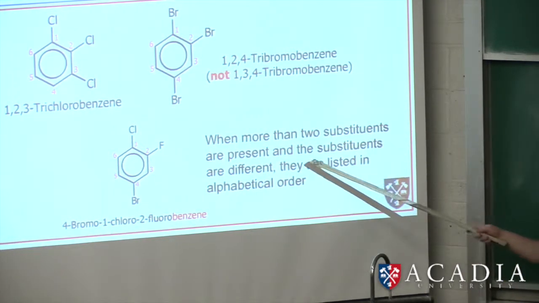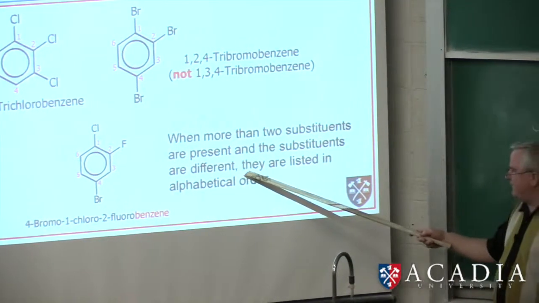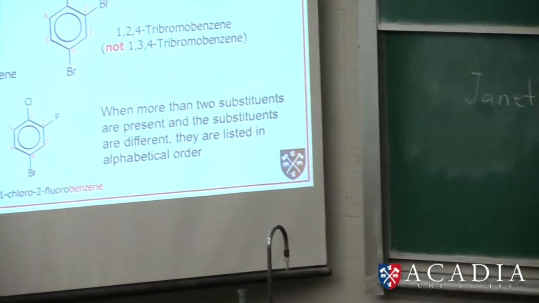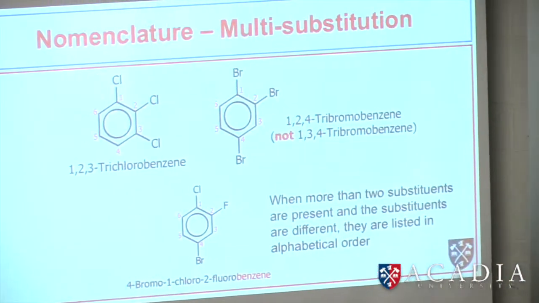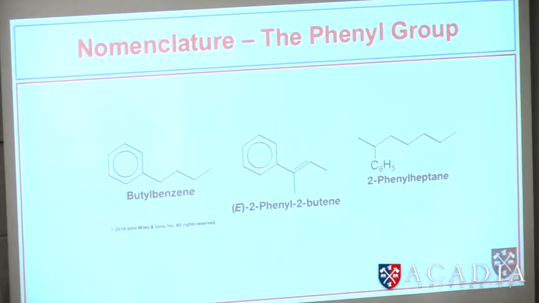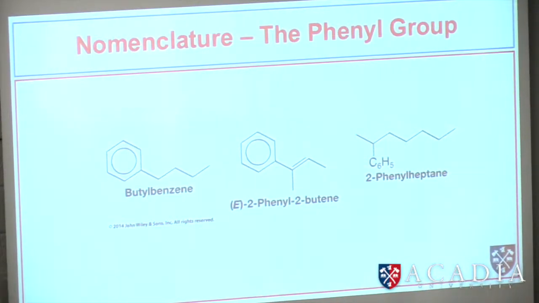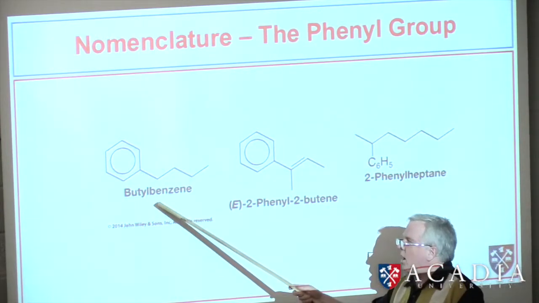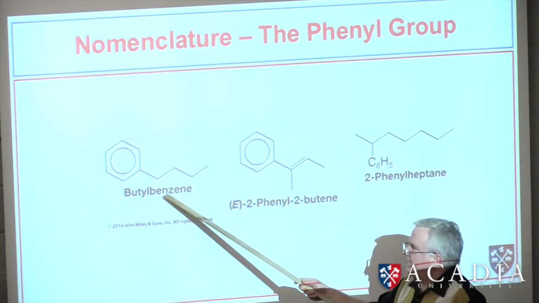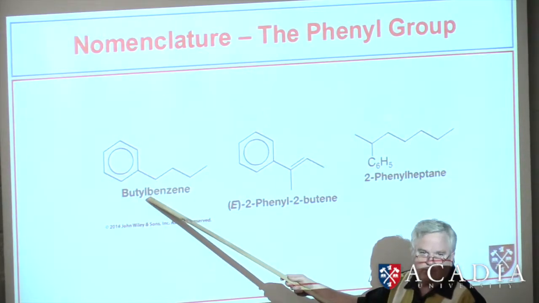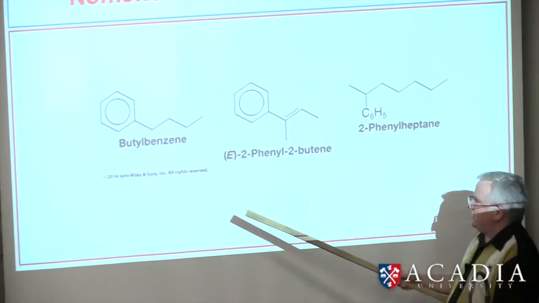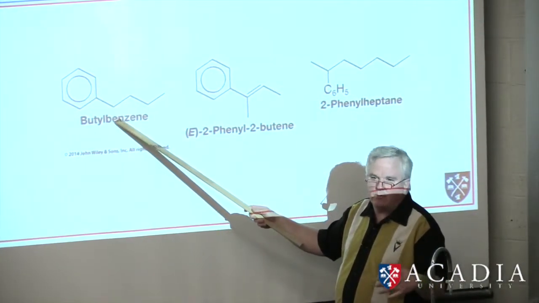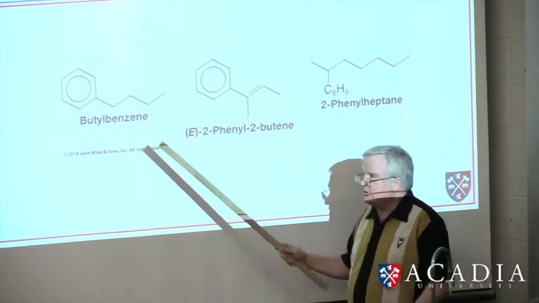When more than 2 substituents are present and the substituents are different, they are listed in alphabetical order. Again, I'm not going to get too upset if you don't follow that. The benzene ring itself, when it's a substituent, we talk about as being a phenyl group. So this is butylbenzene, but we could also call it phenylbutane. It would be 1-phenylbutane. The fact that we don't have the number there implies that it's 1. Whenever the number isn't there, it implies that it's in the 1 position.